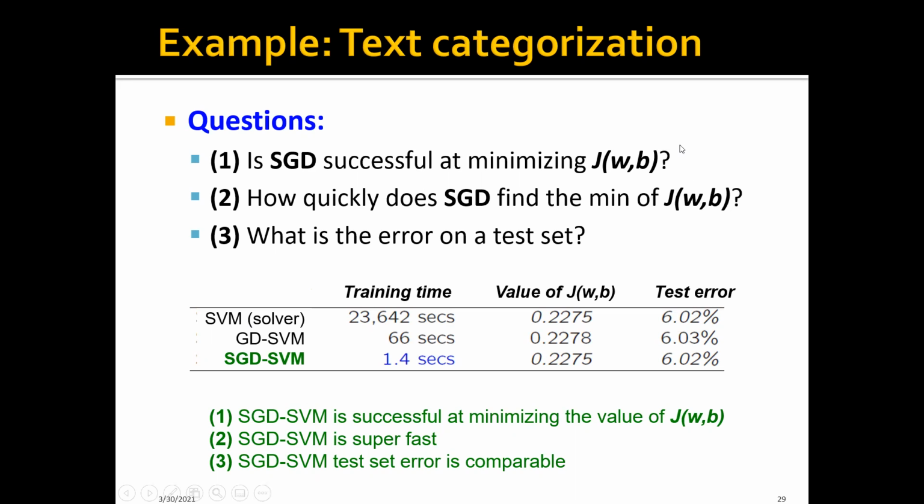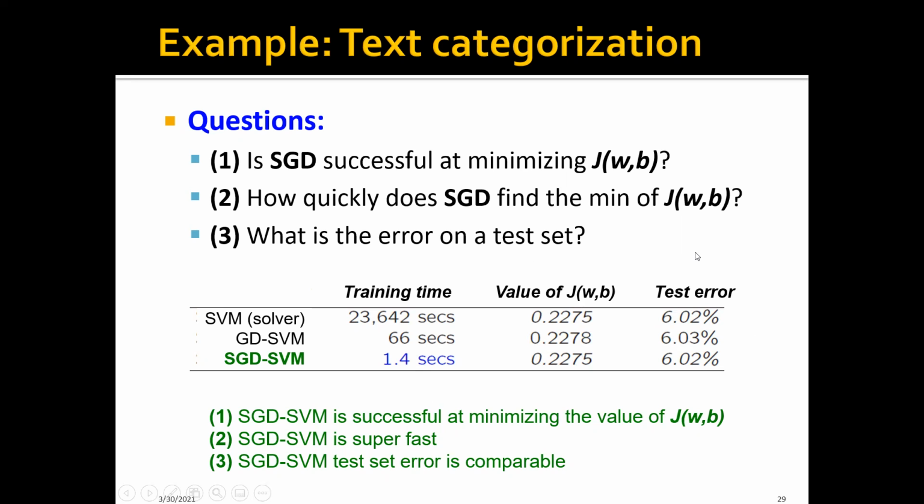We can see that for the first question, is SGD successful at minimizing the objective function? The answer is yes. If we look at the second column, we can see that the final value of the objective function is very close to each other. So we can say that this SGD SVM is actually successful at minimizing the value of the objective function.